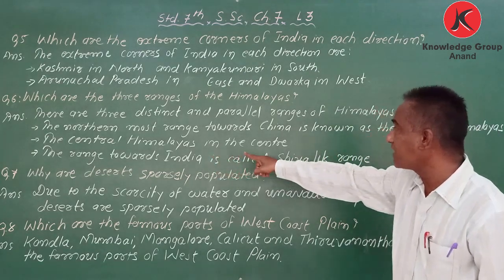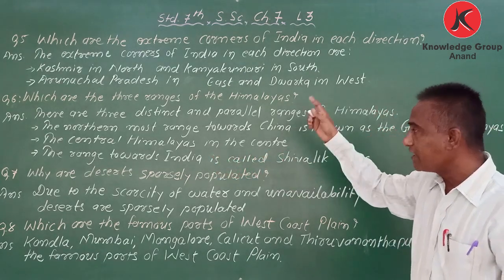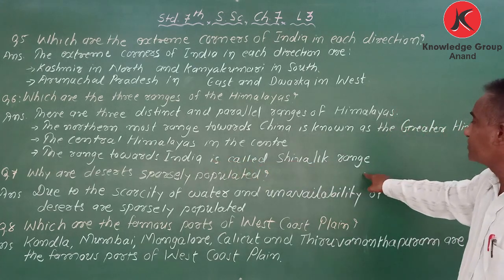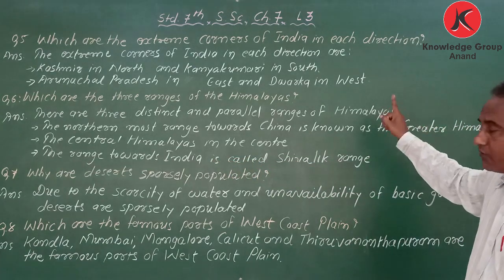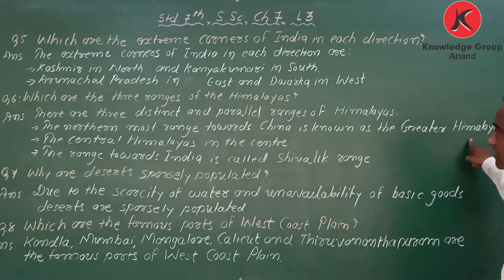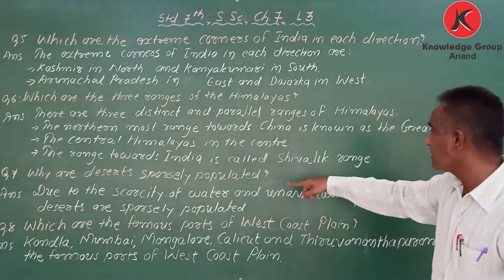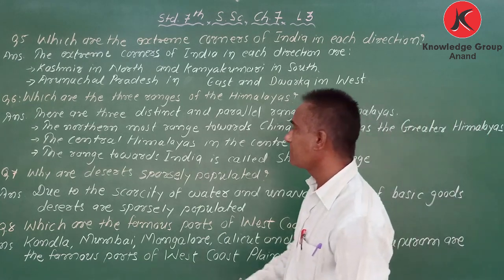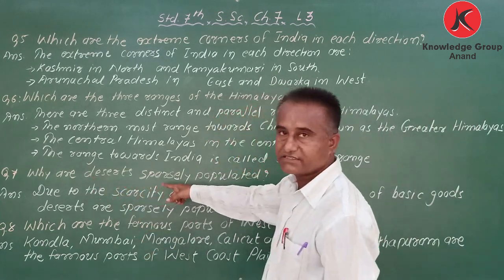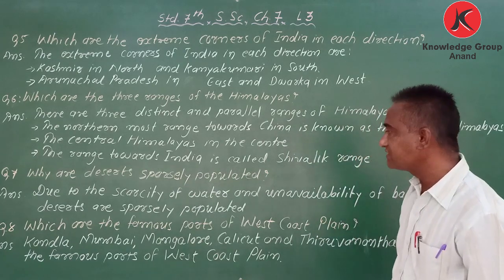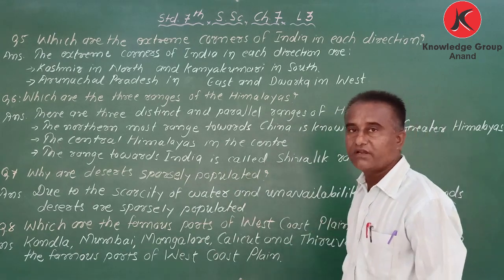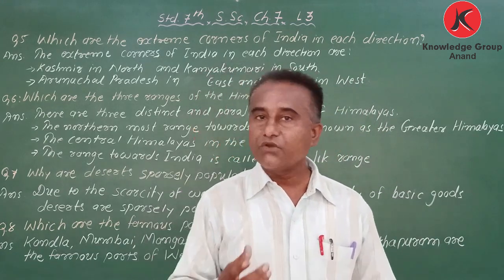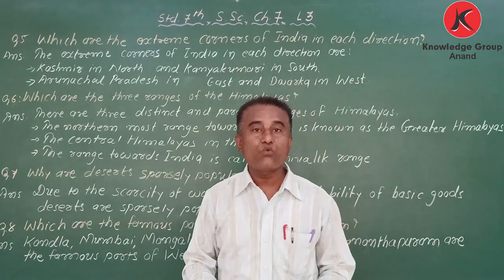The Central Himalayas are in the center. And the third part, the range towards India, is called the Shivalik range. So Greater Himalaya, Central Himalaya, and Shivalik range. Got it? Next question. Why are deserts sparsely populated? We have less population in the desert. Why? Because we know there we are not getting water.